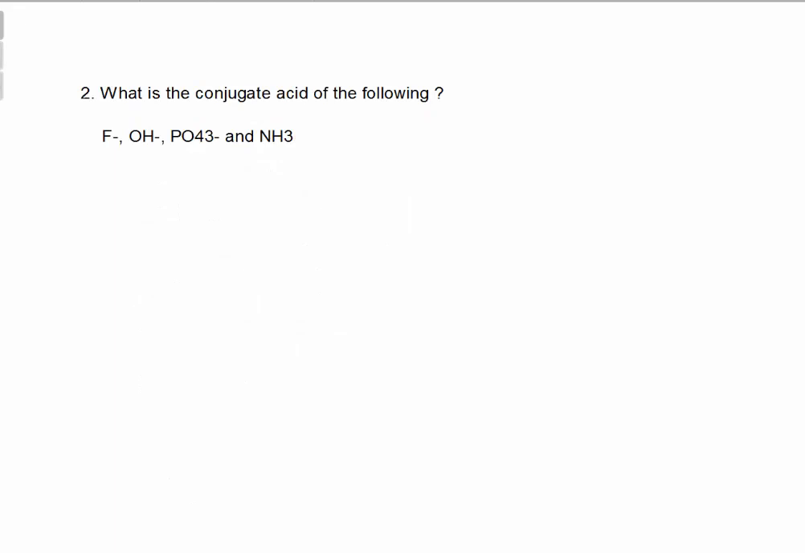Now, for example, if the question asks you about conjugate acid, what we need to do is first write the equation: H2O plus F minus equilibrium will give OH minus plus HF. See, these two differ by a proton, so this will be my conjugate acid. Now, PO4 3 minus plus H2O equilibrium will give OH minus plus HPO4 2 minus. These two again differ by a proton. Something which gains a proton will become the corresponding conjugate acid.